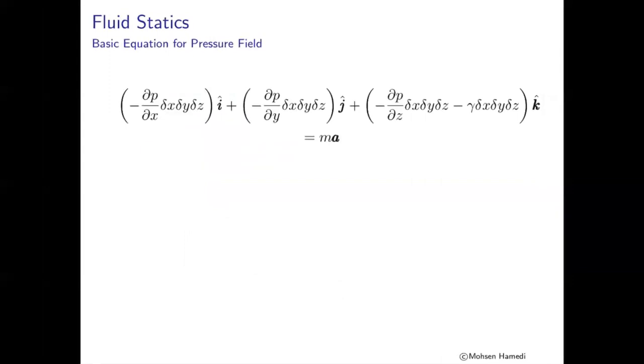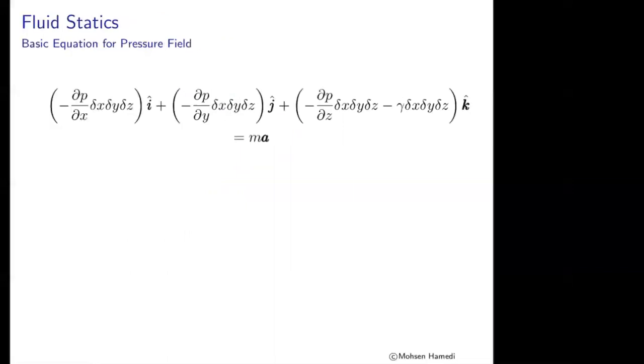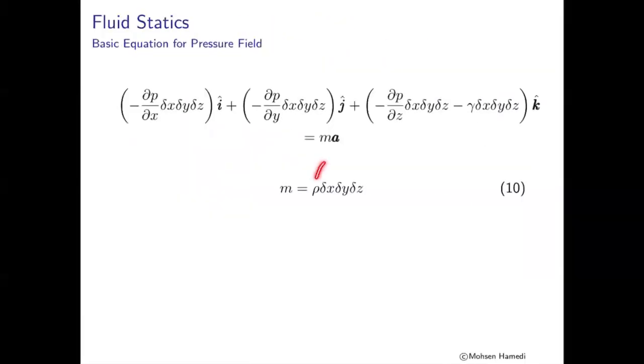So we rewrite it here. But what is mass? The mass of the fluid within that element is defined as the density of the fluid times the volume of the fluid. So here rho is the density of the fluid within that element. And here the delta x, delta y, and delta z is the volume of the fluid.